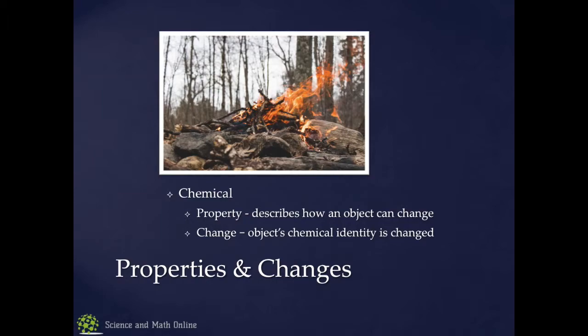Okay? Same thing with the wood in this picture. It is flammable. When that fire is done, that wood is no longer wood. It has now changed into something else. Ash and gases in the atmosphere. Another good example, rust. Rust is a chemical change. Okay? And the fact that iron can rust is a chemical property. Because rust is iron oxide, and that's different than iron.